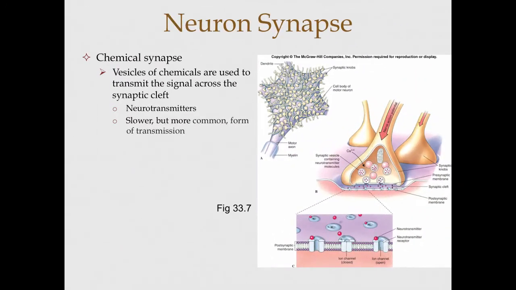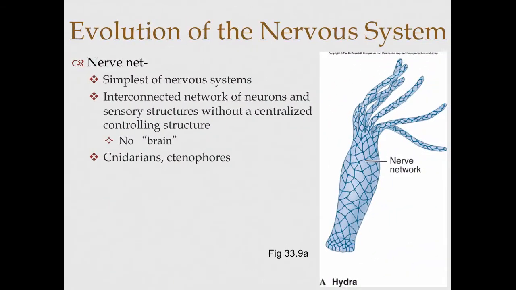Instead, most animals show what is called a chemical synapse, where there are vesicles in the synaptic knobs that merge with the synaptic knob membrane and release chemicals that go across this synapse, this gap here, and then flow through channels in the neighboring cell membrane of the other cell to chemically transfer this information. These chemicals are called neurotransmitters. And while this is a slower form of transmission of electrochemical signals, it appears to be more common in the evolution of animals.